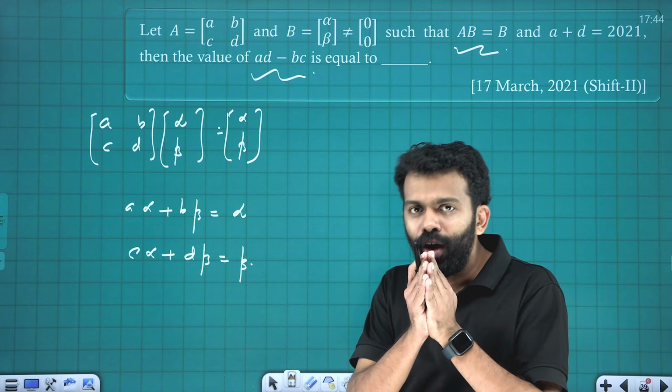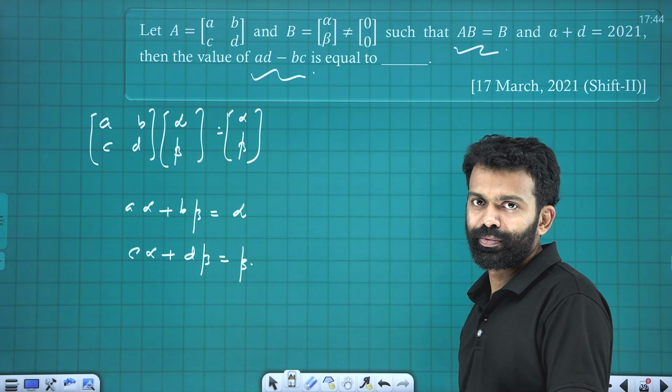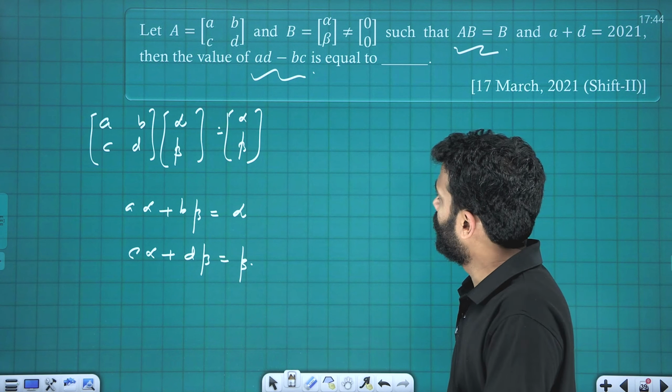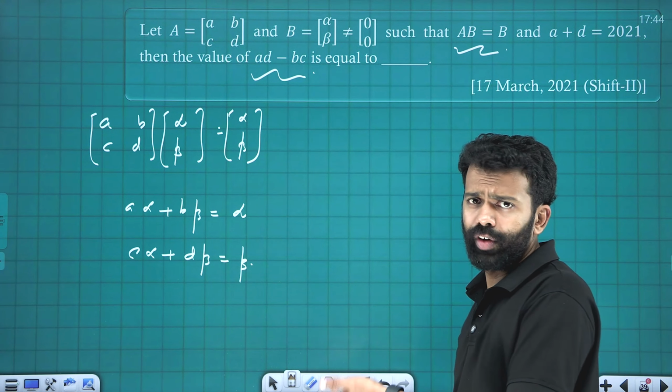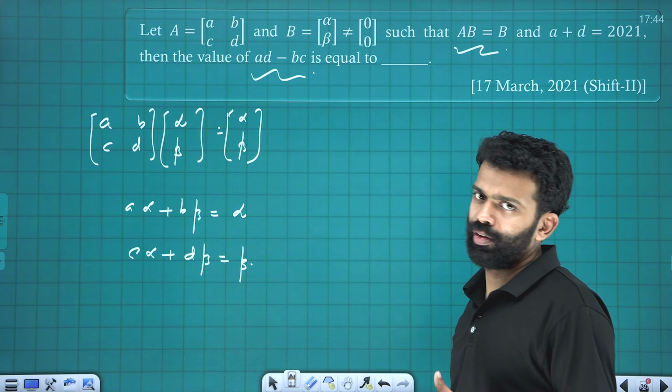The first thing which you need to do here is, we know that alpha and beta are unnecessary terms here, right? Therefore, it's not in the game. A plus D is equal to 2021 and AD minus BC is what you need to find. There is no use of alpha and beta here. First thing you need to do is eliminate alpha and beta. And how are you going to eliminate alpha and beta? We can do it from here.